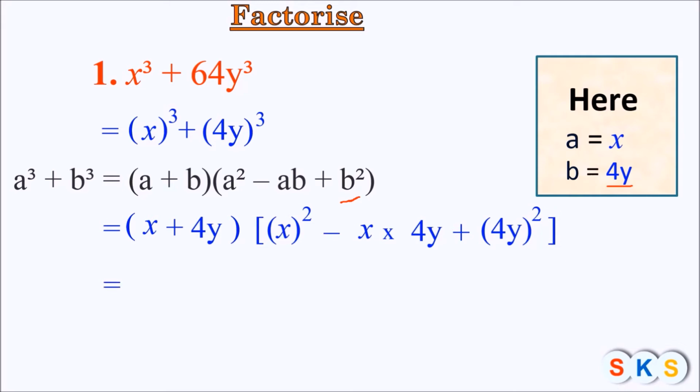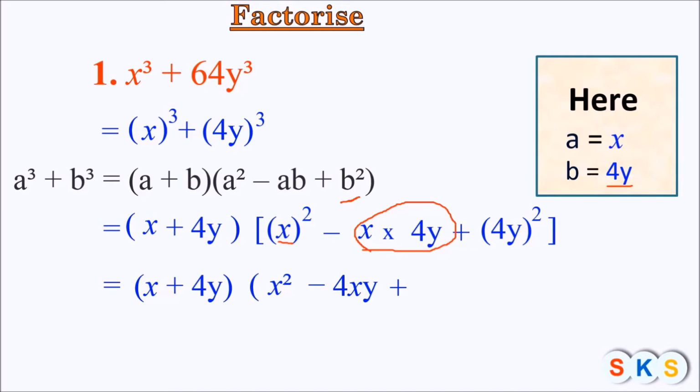You can see the first bracket is x plus 4y, and you cannot simplify x plus 4y. So we will copy the first bracket as it is, x plus 4y. In the second bracket, here we have x square. What do you mean by x square? x square means x into x, and x into x gives us x square, minus, now after minus what is there? You can see here we have x into 4y. So we will multiply x with 4y. We will get minus 4xy, plus, now here we have the next term.